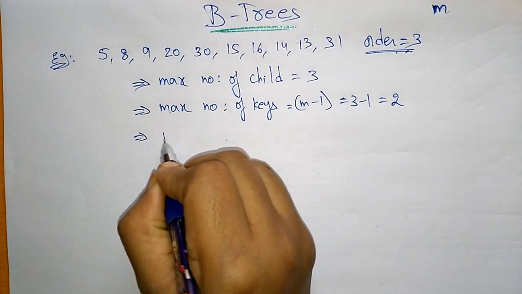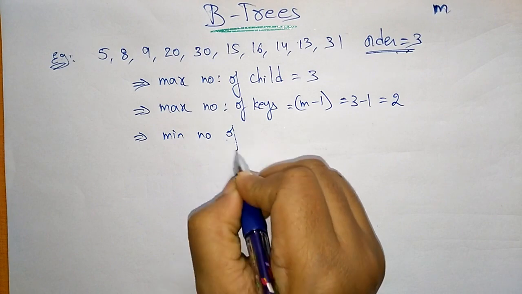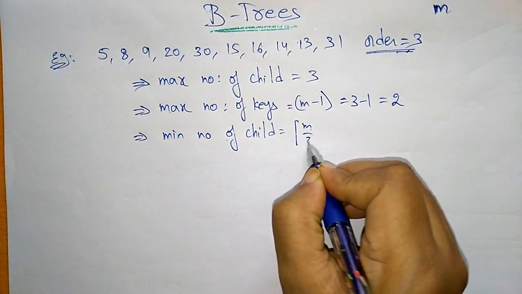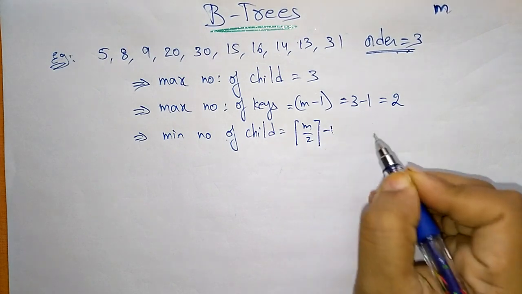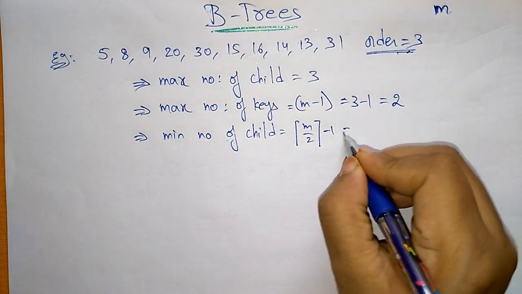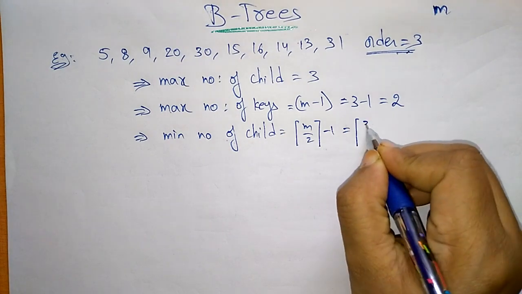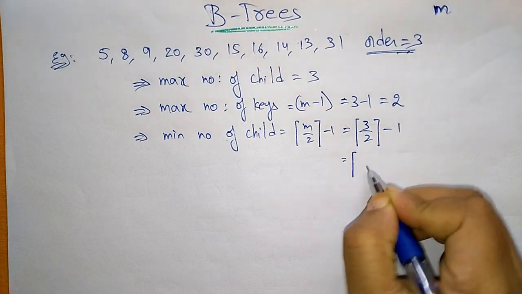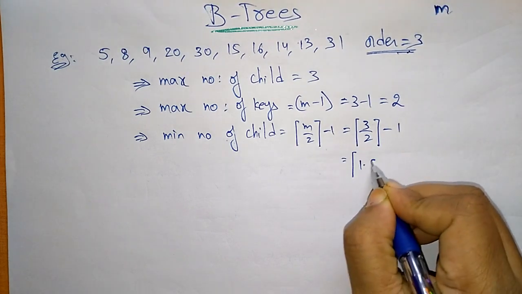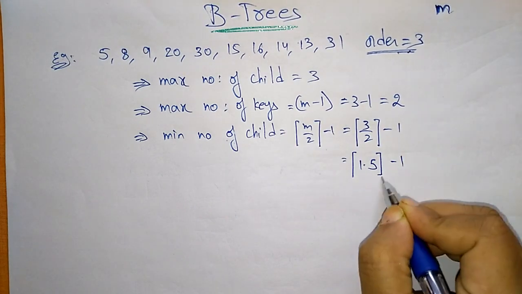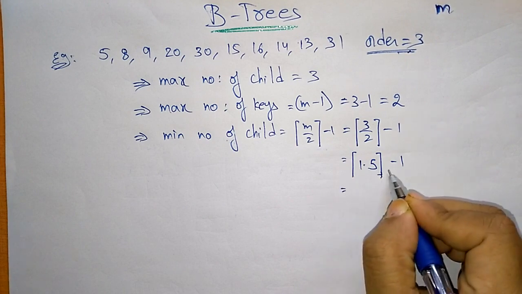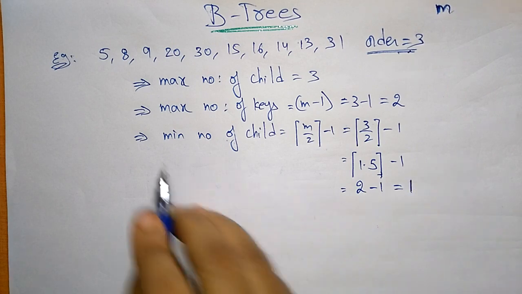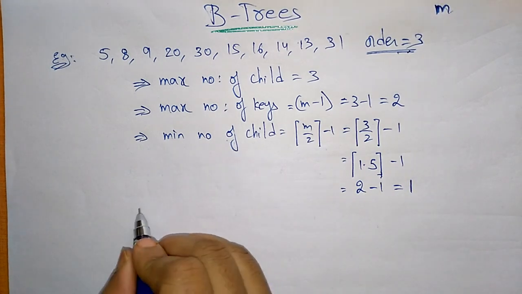Okay. Now coming to the minimum number of children, it's the ceiling of m by 2. Let me first do the key calculation: ceiling of m by 2 minus 1 means ceiling of 3 by 2 minus 1. Ceiling of 3 by 2 is 1.5, and the ceiling of 1.5 is nothing but 2. 2 minus 1, you get 1. So the minimum number of keys should be 1.